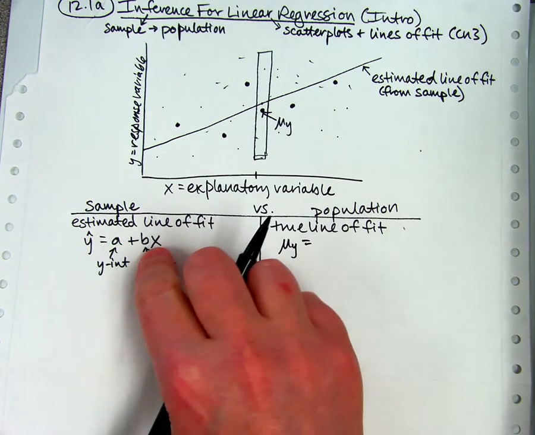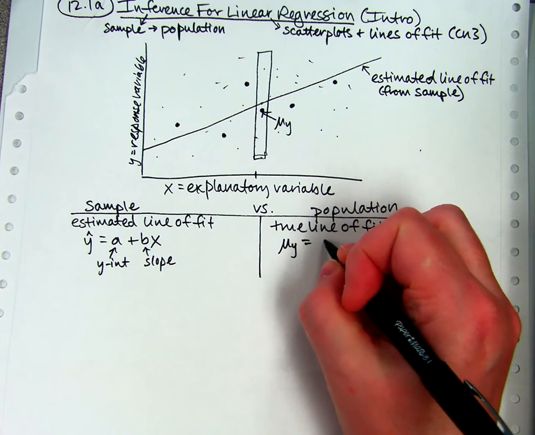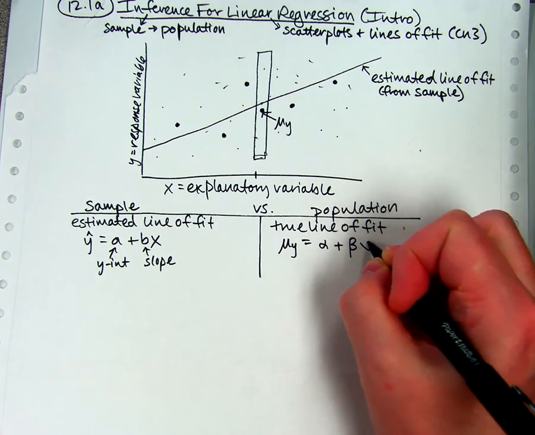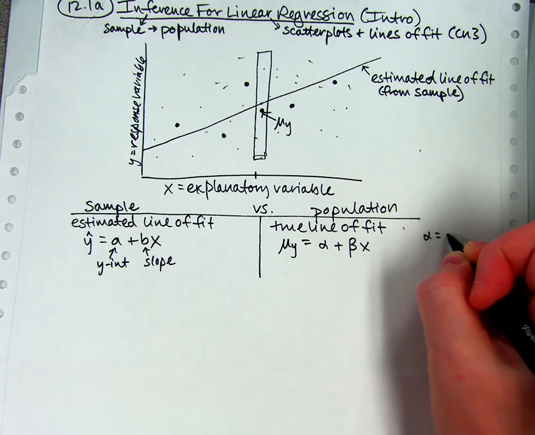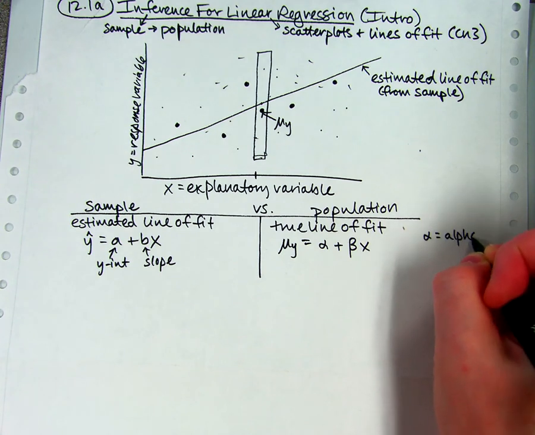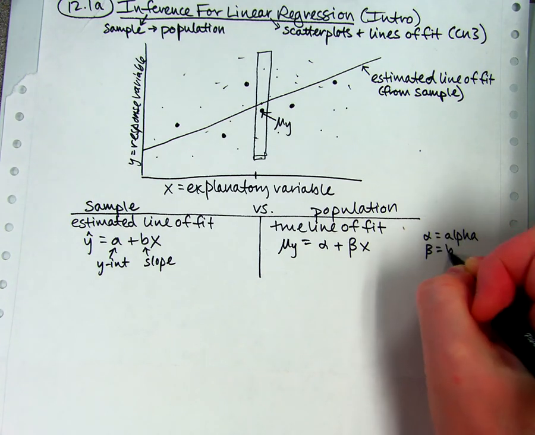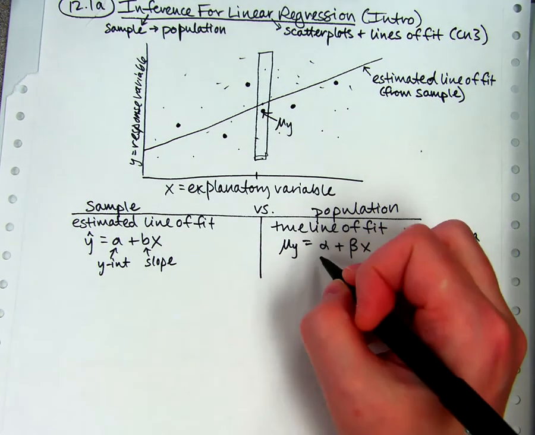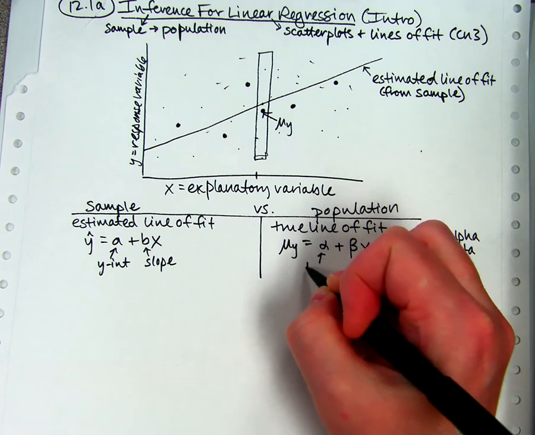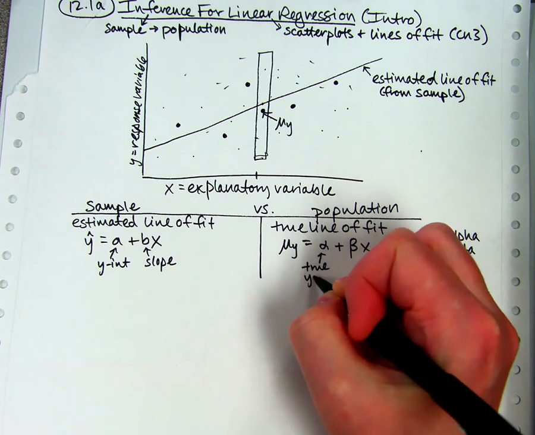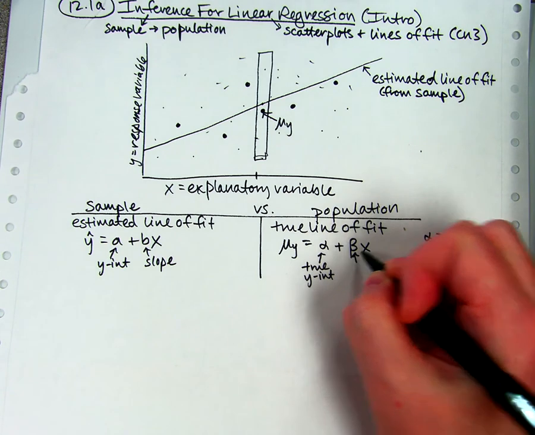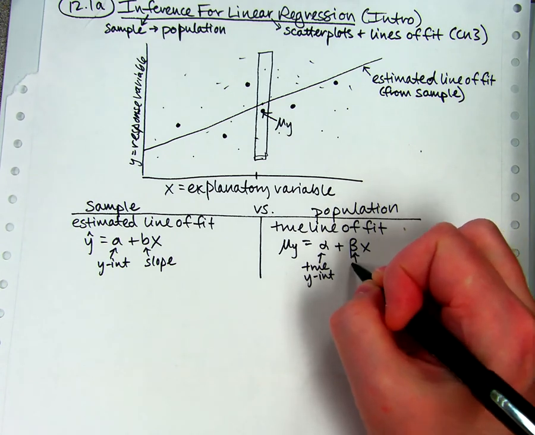And instead of a and b, we're going to use Greek. We're going to use alpha for a, and we're going to use beta for the slope. So this is the Greek letter alpha. This is the Greek letter beta. I know you've seen alpha before in a different context as a significance level. We're not really going to focus on alpha a whole lot in this class. It's the true y-intercept, but we're going to focus on the slope. So it's okay to use the same symbol for alpha. We're mostly focusing on beta, which is the true slope.